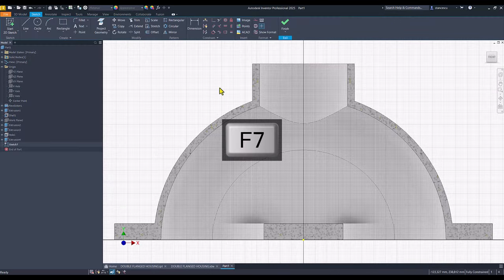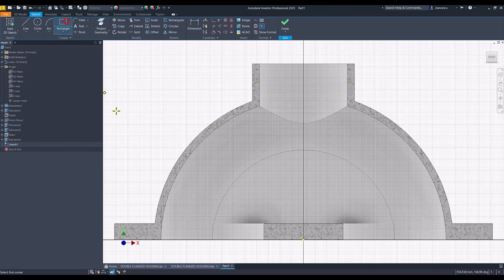F7. We draw a rectangle. We place the midpoint of the base over the center point mid. Then 2 lines. They must be with the endpoints on the same horizontal.